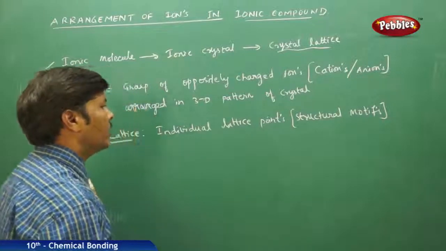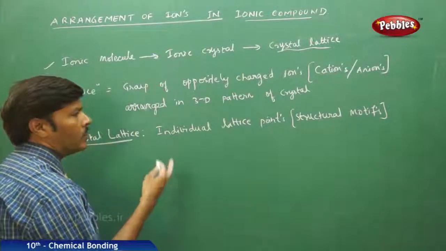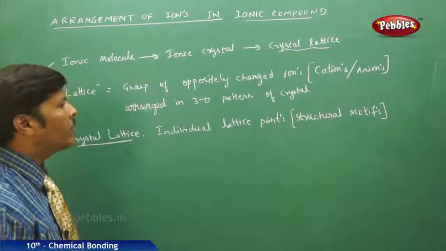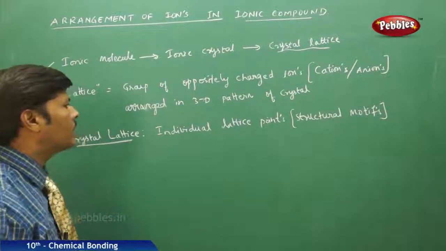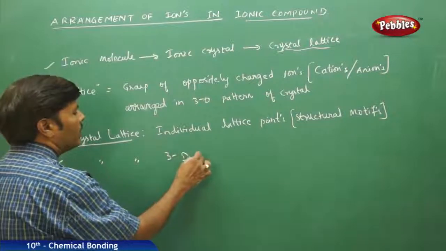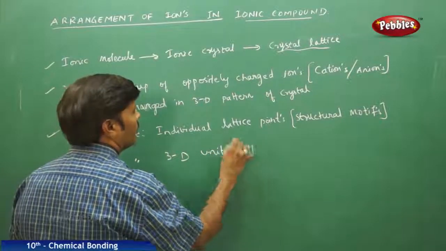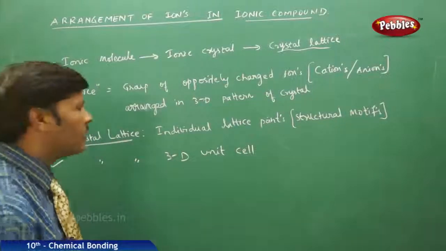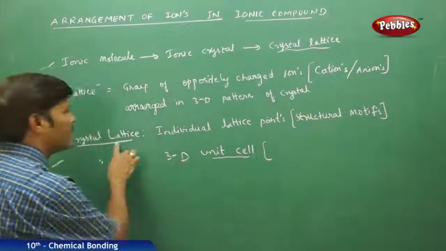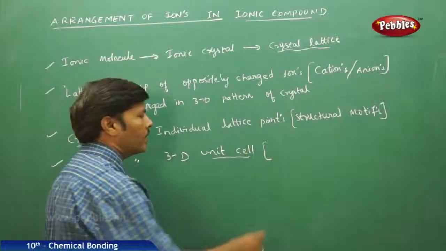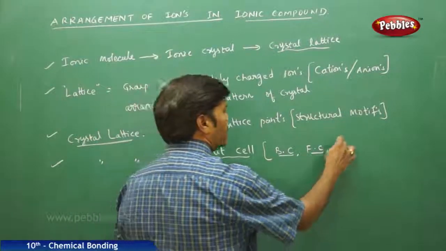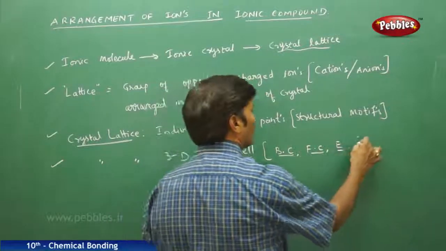These lattice points, also called structural motifs, move in a definite pattern, because a crystal lattice has a three-dimensional pattern. So these structural motifs are nothing but the lattice points in a crystal lattice. This crystal lattice is, in fact, a three-dimensional unit cell. This unit cell has 4 different types of lattice points, that is BC, body center, FC, face center, then E for edges, and C for corners.